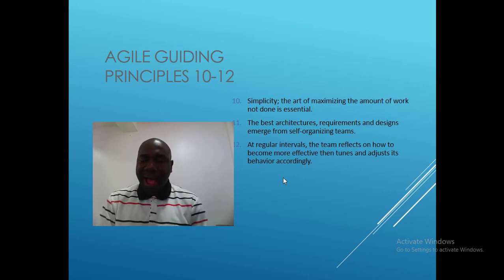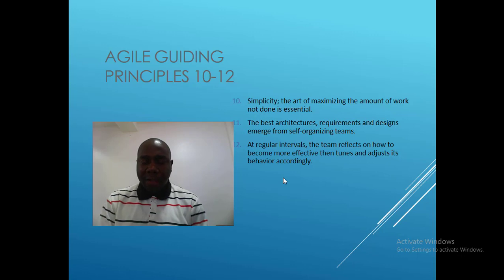Simplicity, the art of maximizing the amount of work not done, is essential. When work is not completed within a sprint, which we will learn about in a couple of minutes, it is returned back to the backlog so that it can be simplified. The best architectures, requirements, and designs emerge from self-organizing teams. Agile teams should be able to organize themselves, and they should be able to get work done in the simplest way.